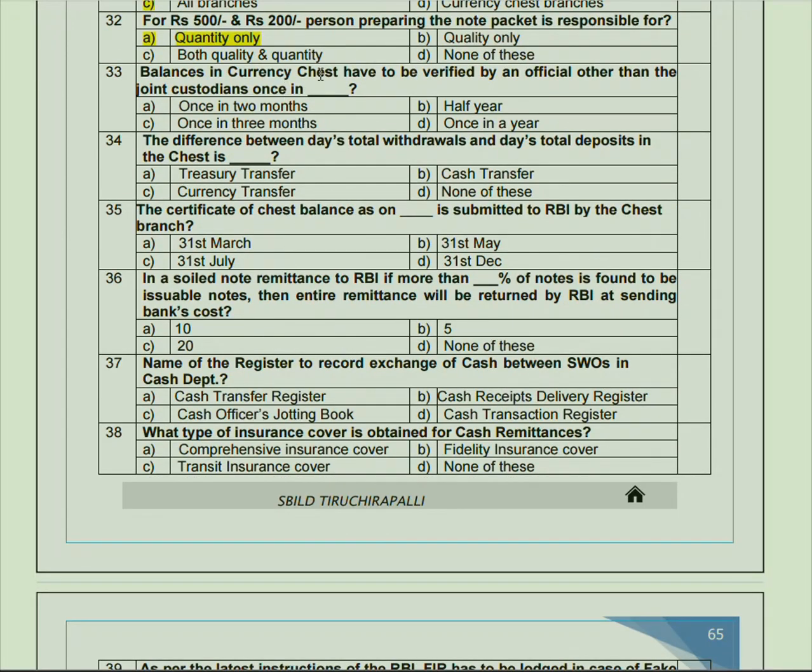33rd, balances in currency chest have to be verified by an official other than the joint custodians once in 2 months. The difference between the day's total withdrawals and the day's total deposits in the chest is currency transfer. So the total withdrawals in a day and the total deposits, the difference of that with reference to the chest, is currency transfer.